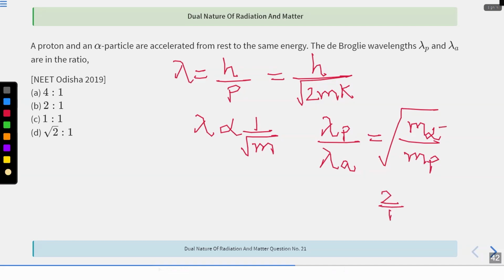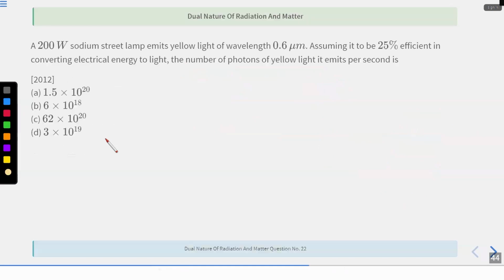Why is it 2 by 1? Because this is 4 times the weight of the proton, right? So therefore, when you just square root the 4 part, you get it to be 2:1, and that is option B. Yes. Moving on to the next question.